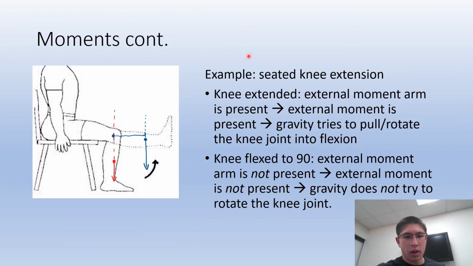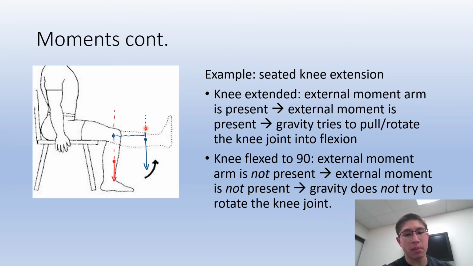Using another example to illustrate that point, for this example, we're just going to use a seated knee extension where someone's sitting on a chair and then they just kick their leg out in front of them by straightening the knee. So when their knee is fully extended out in front of them, shown by this dashed line here, you can see that gravity is pulling down on the leg, and the point at which gravity is acting is way out here in front of the knee joint, right? So here's the force vector from gravity, just pulling down on the weight of the leg, and here's the line of force here, and then here's the moment arm, right?